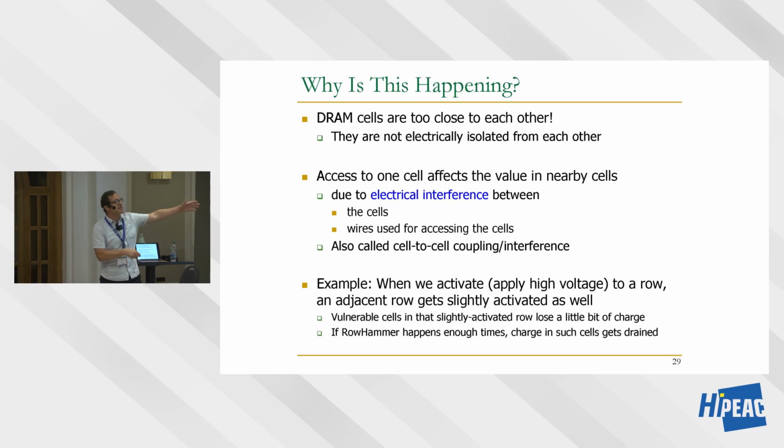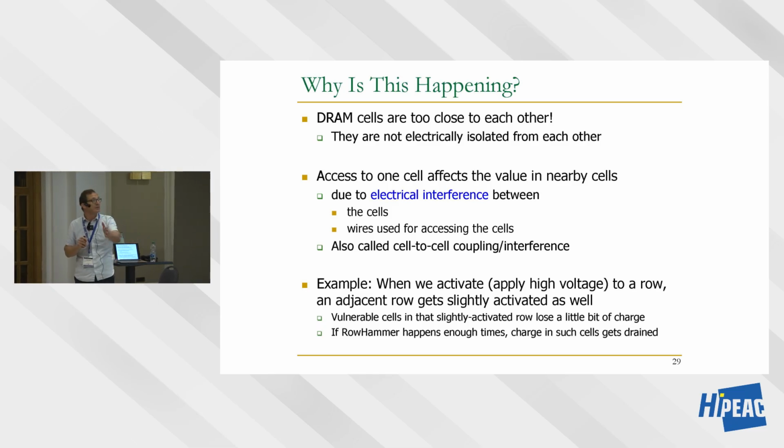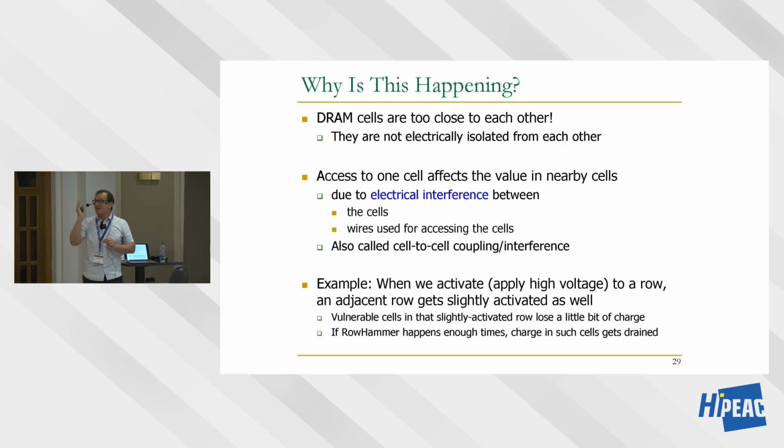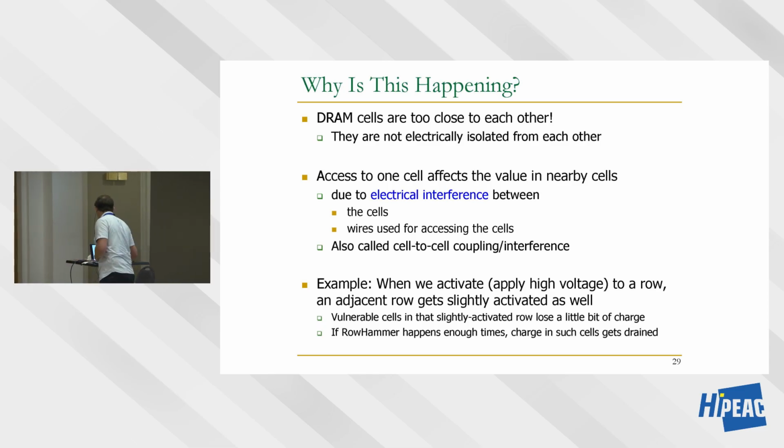At a high level, one reason is when you activate one row or word line, apply high voltage, an adjacent row gets slightly activated as well. And vulnerable cells in that slightly activated row will lose a little bit of charge. And if you keep activating, if row hammer happens enough times, charge in such cells get drained. Which means that you lose the data. You lose the charge, you lose the data. And this is what should not be happening.